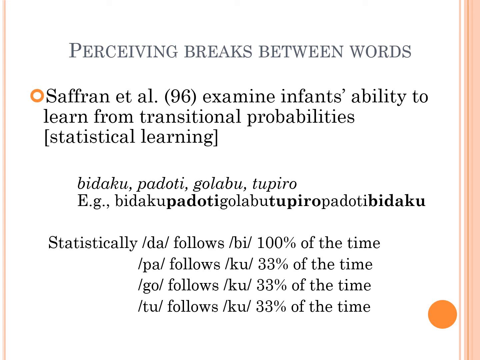Now, if we look at other transitional probabilities, pa from padoti is going to follow the ku of bidaku 33% of the time. Go from golabu is going to follow ku 33% of the time, and tu from tupiro is going to follow ku from bidaku 33% of the time. Are we using these transitional probabilities? How can we use these?